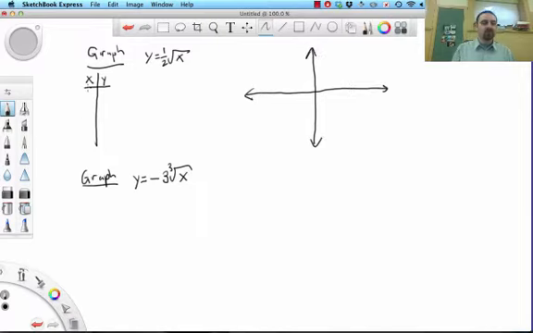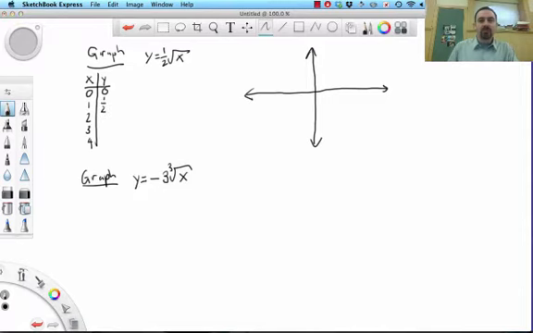So I'm not even going to start with my negative values. I'm going to start with 0, 1, 2, 3, 4. And we're going to go ahead and put values in. If I put a 0 in, I get 0. We put in a 1, and we get 1/2 times the square root of 1, which is 1/2.